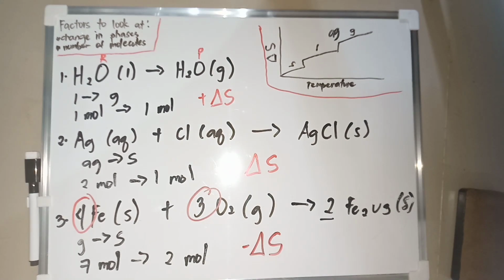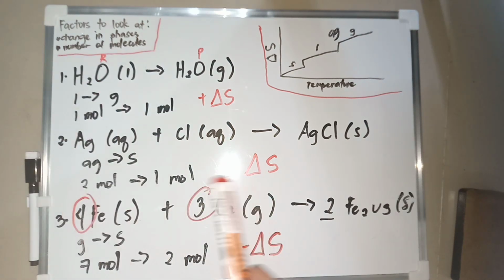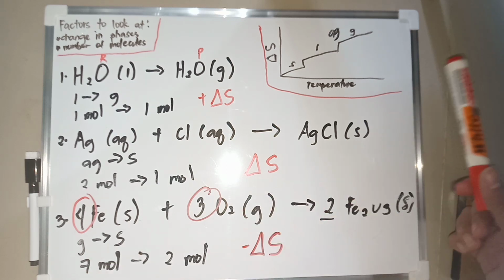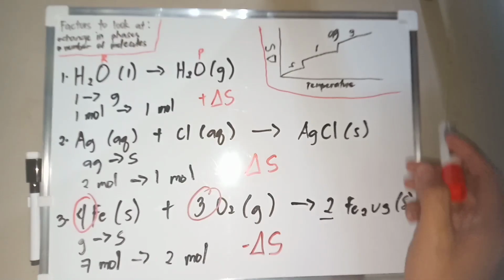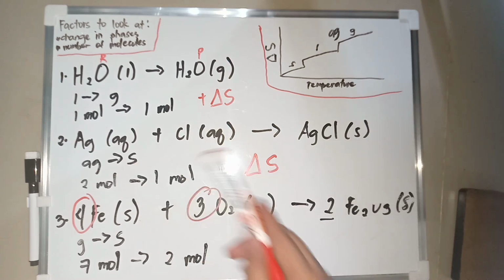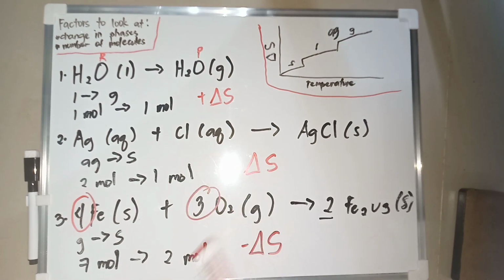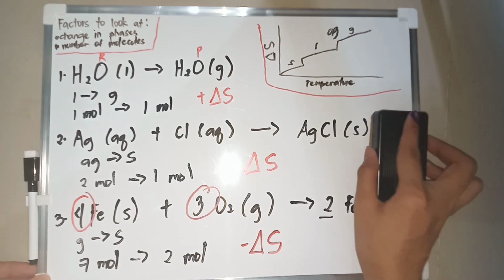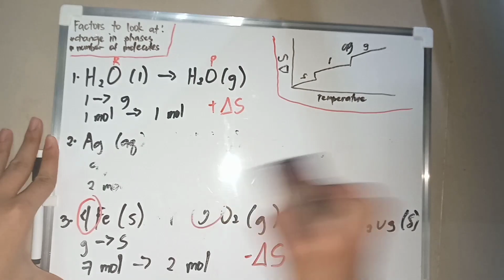So, pretty simple: looking at changes in phases and looking at the number of molecules. If it has an increase in molecules, it will have an increase in entropy. Here we have mostly decreases in molecules, 2 to 1 molecules, 7 to 2 molecules. Now let's take a look at a few more examples.